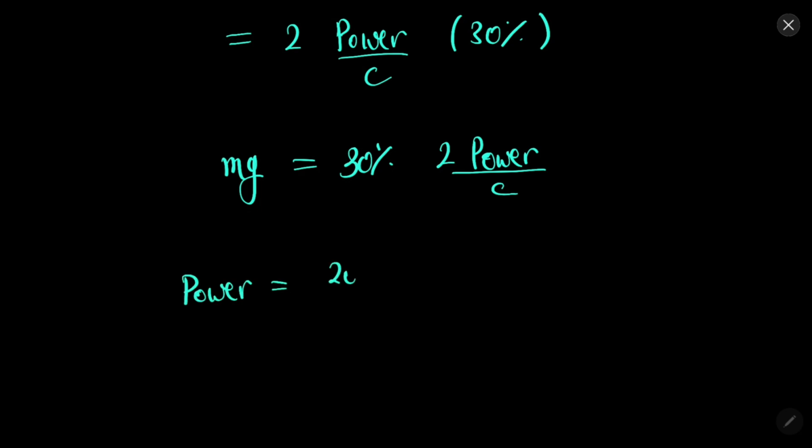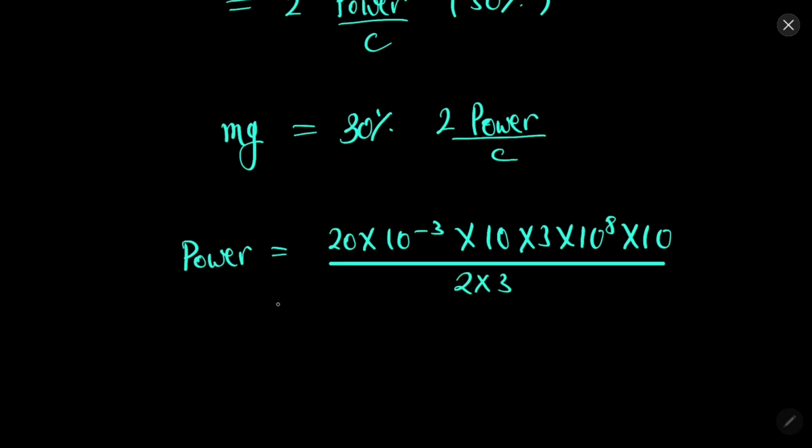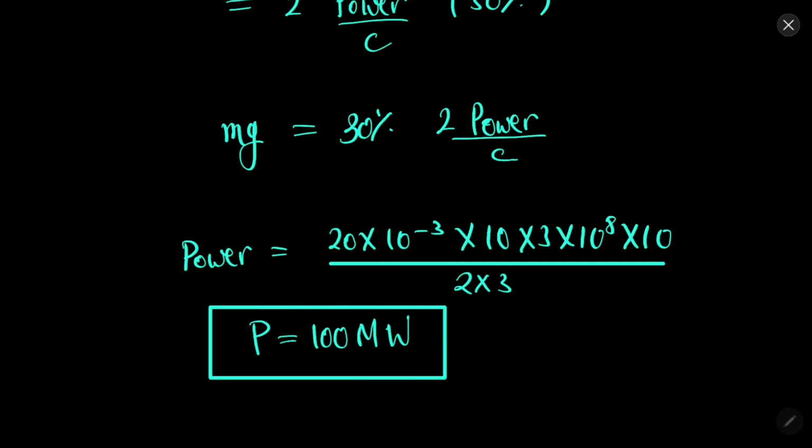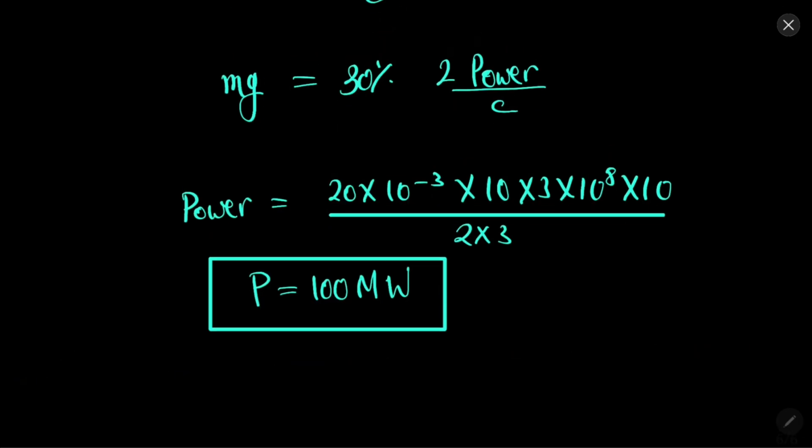So power will be 20 into 10 to the power minus 3 into 10 into 3 into 10 to the power 8 into 10 over 2 into 3. So it will be around 100 megawatt. So this much power will be required.